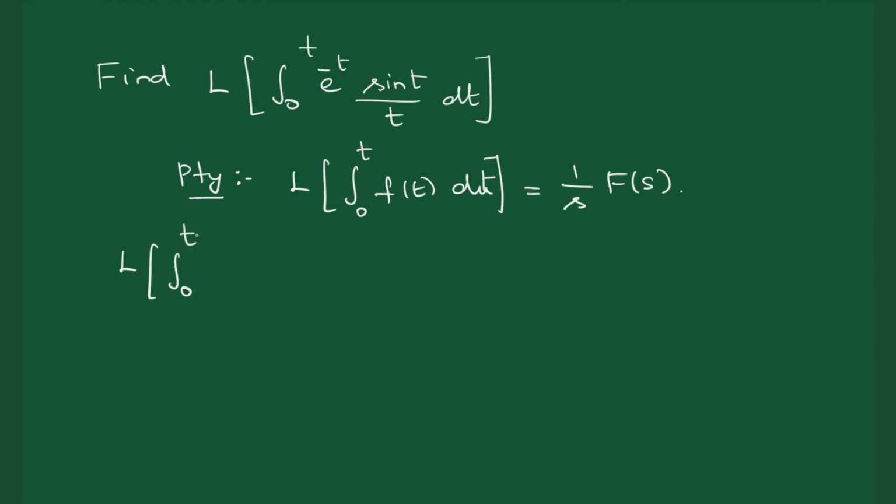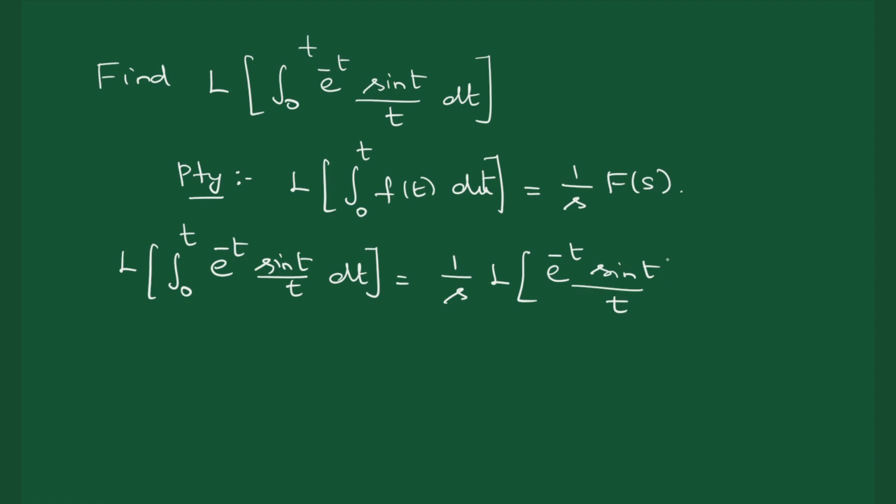Now let us apply the property to the given problem. So this is equal to 1 by s into f of s, which is nothing but L of f of t. But here what is f of t? This whole term is considered as f of t, so we write it as e to the power minus t into sin t divided by t. So now we want the answer for L of e to the power minus t sin t by t. So first let us find what is that.